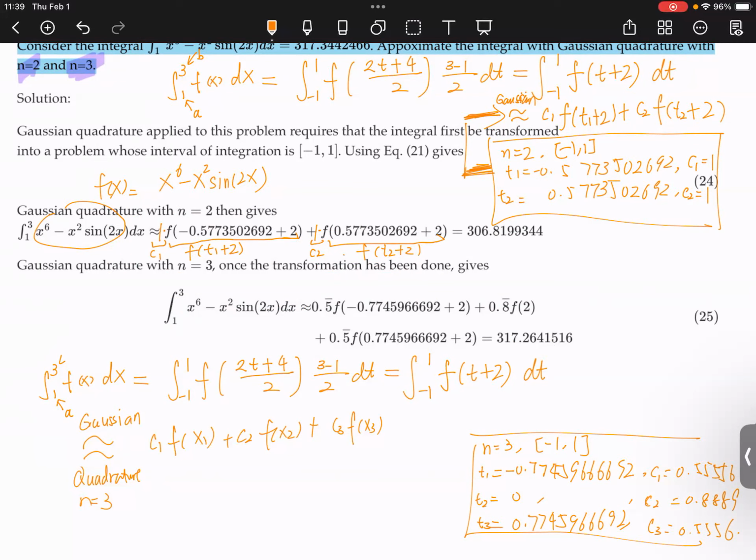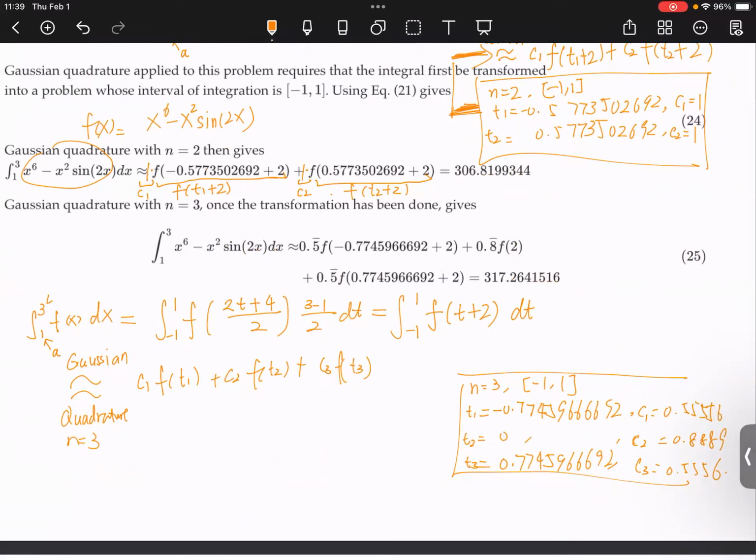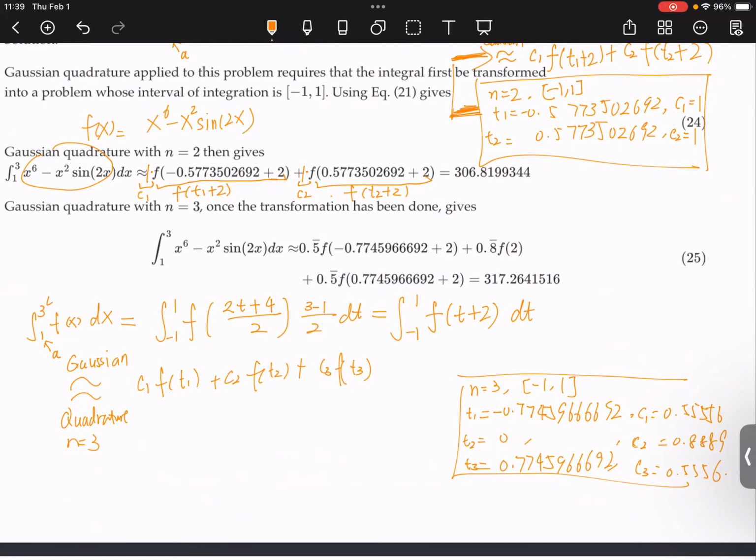We have T1, T2, T3, because we have already changed the variables to T. Actually, it's not simply T1, T2, T3 inside the function here, because the integrand has already changed. It's not f(t), it's f(t plus 2). We are substituting the t here. So inside the parentheses, in the Gaussian quadrature, we should have T1 plus 2, T2 plus 2, and T3 plus 2.